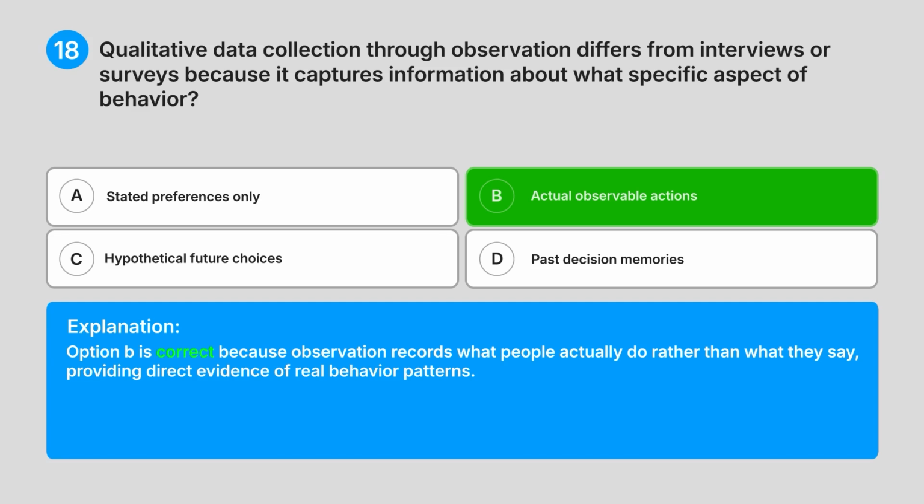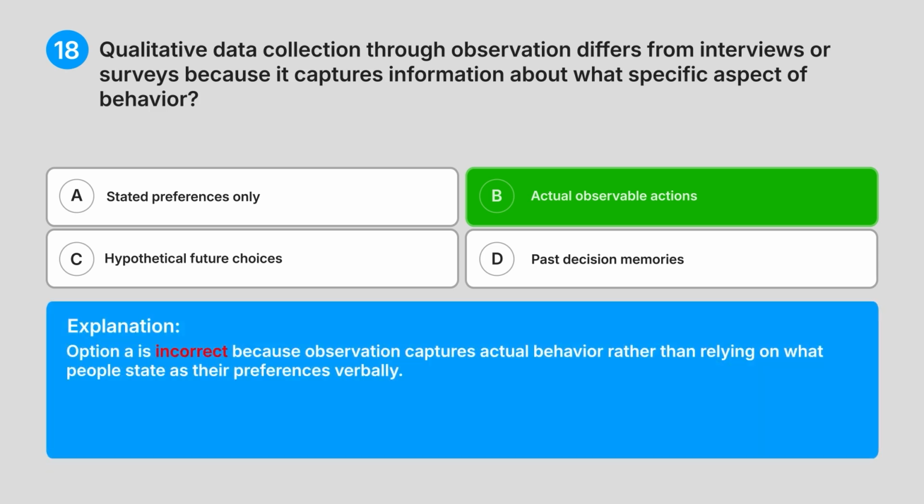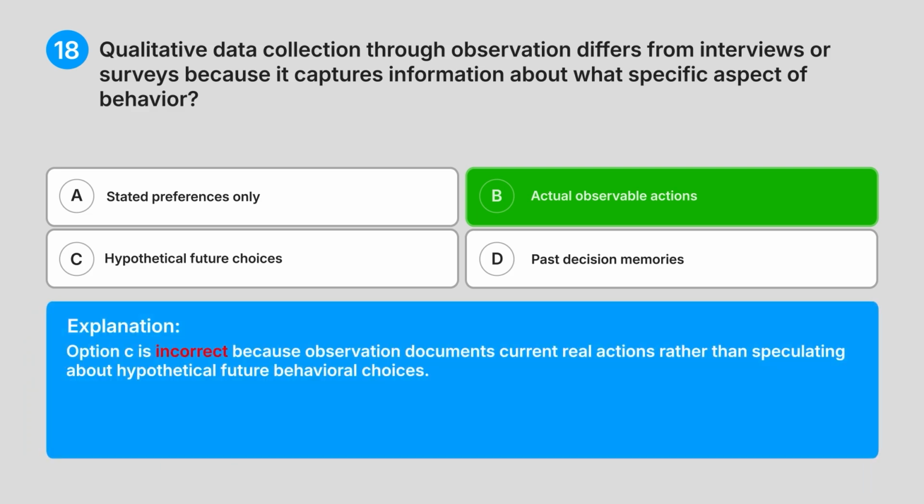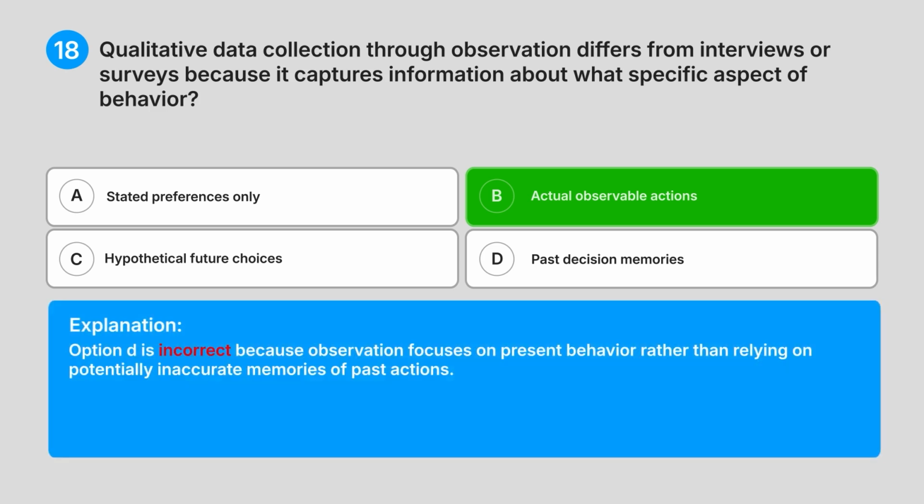Explanation. Option B is correct because observation records what people actually do rather than what they say, providing direct evidence of real behaviour patterns. Option A is incorrect because observation captures actual behaviour rather than relying on what people state as their preferences verbally. Option C is incorrect because observation documents current real actions rather than speculating about hypothetical future behavioural choices. Option D is incorrect because observation focuses on present behaviour rather than relying on potentially inaccurate memories of past actions.